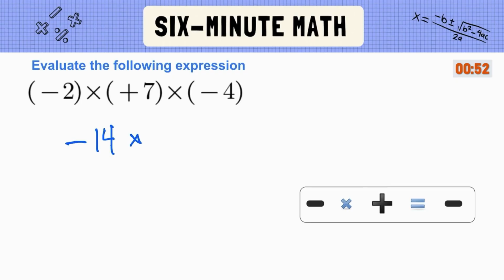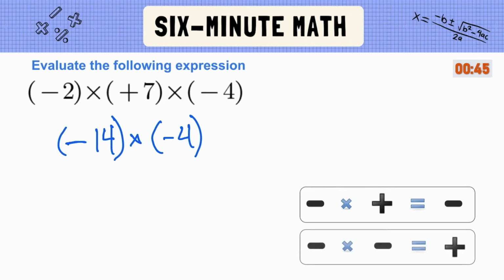And then I still need to multiply that by negative 4. At this point, I have a negative times a negative, meaning my result will be a positive, and 14 times 4 is 56.